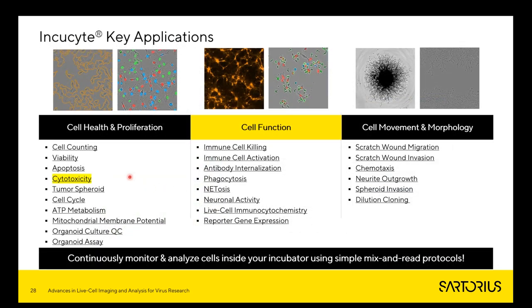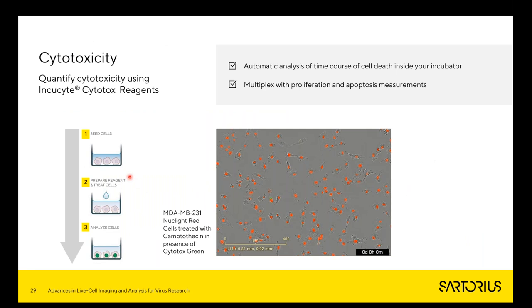Then, when virus-induced lethality doesn't take place using the classical apoptosis pathway, we can use cellular cytotoxicity to measure our cell death. On the Incucyte, we have the Incucyte Cytotox reagents available for customers who are interested in measuring cytotoxicity in their cells. The Cytotox reagents are membrane impermeable fluorescent dyes that are not able to enter the cells unless membrane integrity is lost. Then the cells are labeled green in the nucleus.